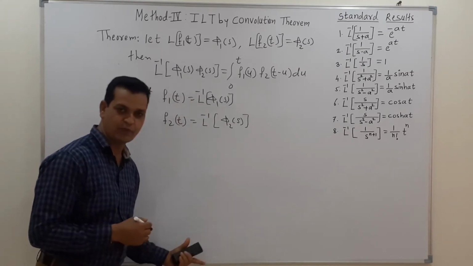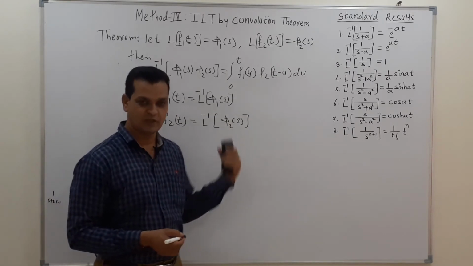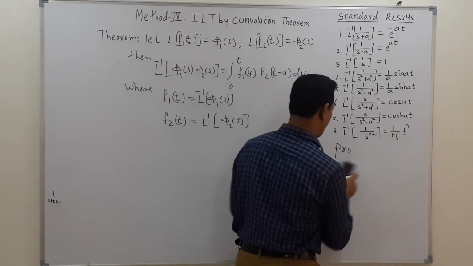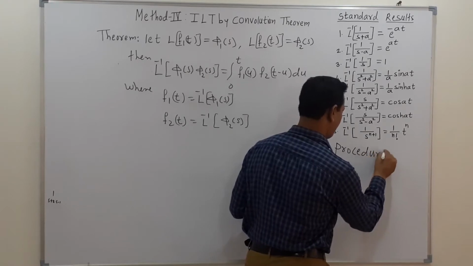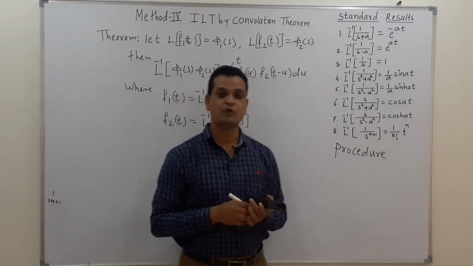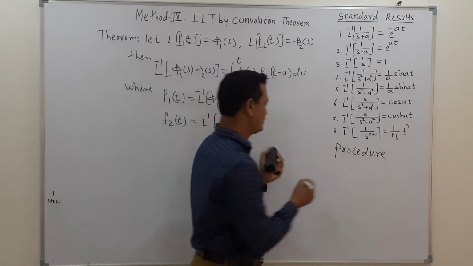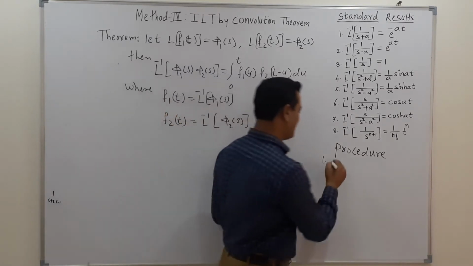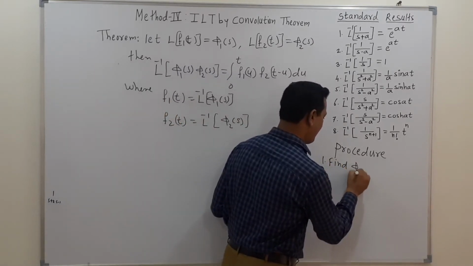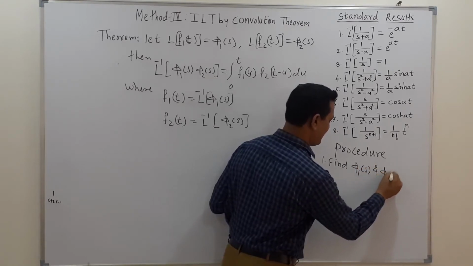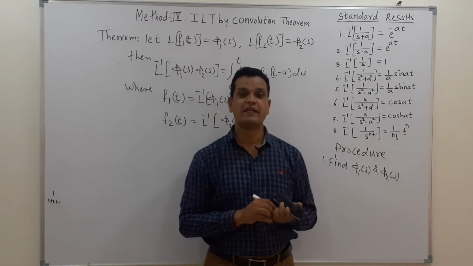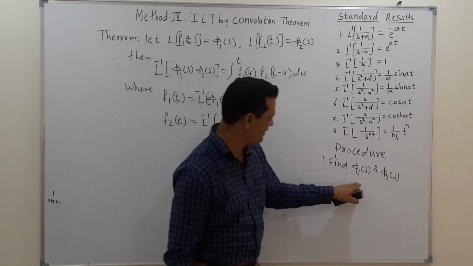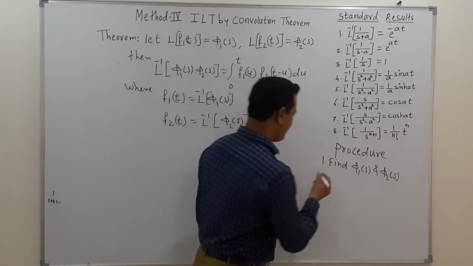Now there is one process for solving examples based on this theorem. So let's write down the procedure. We are discussing the process of applying the convolution theorem. The first step for solving any example based on this convolution theorem is to find the values of phi 1 of s and phi 2 of s. That means whatever the given example is, we split it into two parts. Call the first part phi 1 and the second part phi 2. This is the first step.